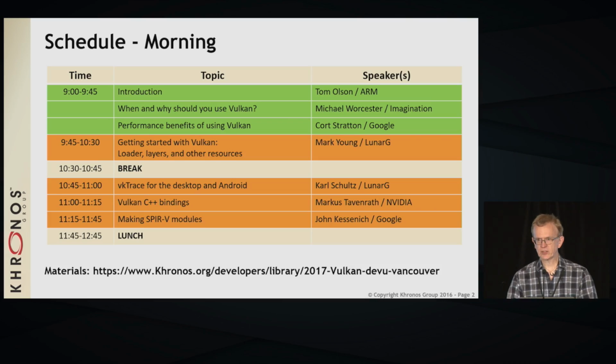I have a fiendishly over-complex color coding scheme to explain the day. We start with green stuff, which is introductory material. I'll do the literal introduction, and then Michael from Imagination and Court from Google will talk about, in a more technical way, why Vulkan is interesting and why you might want to use it, how you might think about it. We move then to the orange stuff, which is about things you really need to know if you're going to start working with Vulkan and be productive with it.